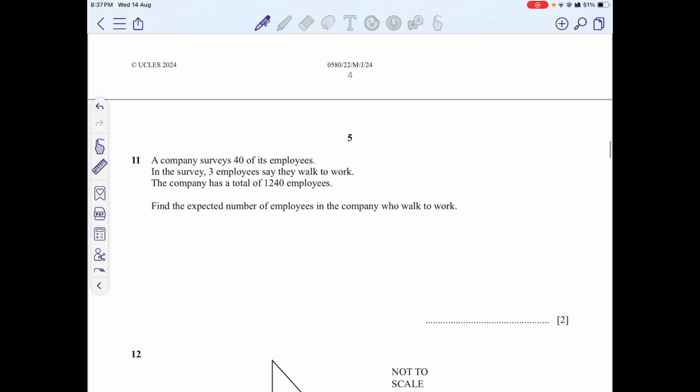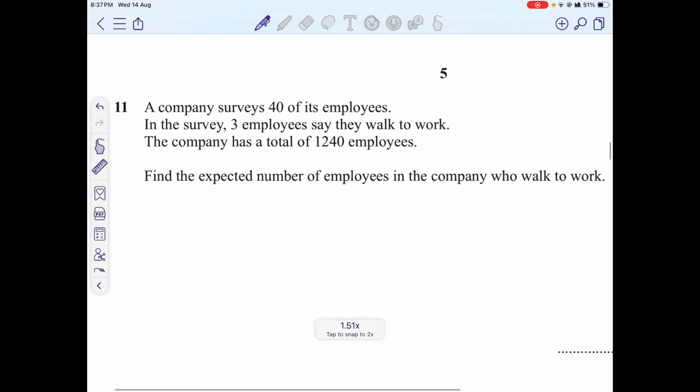Now the next question says a company surveys 40 of its employees. In the survey, 3 employees say they walk to work. So the company has a total of 1240. So basically, out of 40, you got 3. So out of 1240, how much would you get? That would be the same method as like this. So 3 out of 40 into 1240.